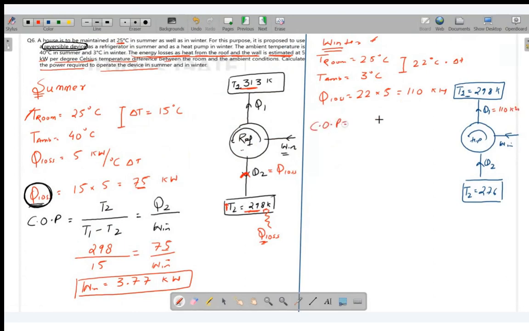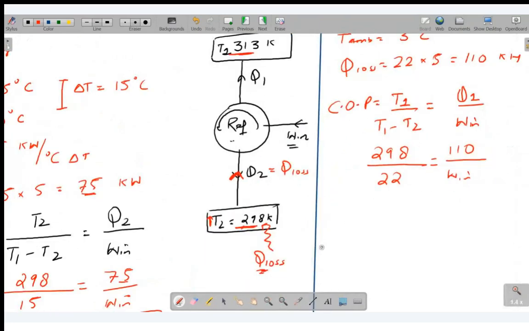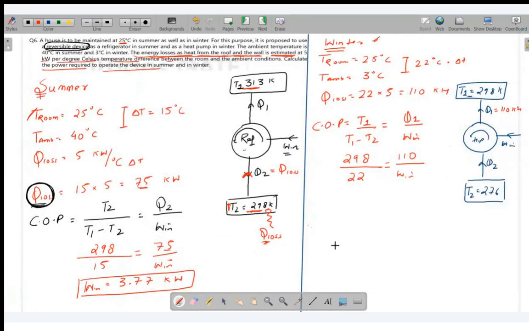So now my COP, which is reversible, it is T1 upon T1 minus T2 is equal to Q1 upon work input. So T1 is 298 upon 22 is equal to 110 upon work input. Okay. So you can find out work input. Okay, work input, you can find out 8.12 kilowatt. Yes, Matic, that is correct. Okay, so this is a little one level plus question. Okay, I have increased the level a little, but I think you understood the concept.